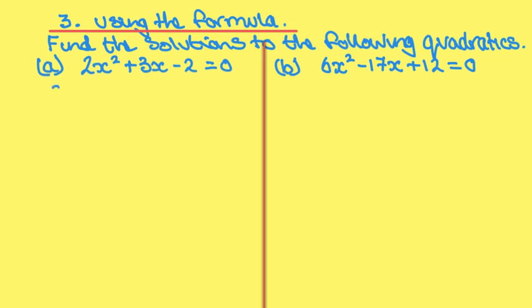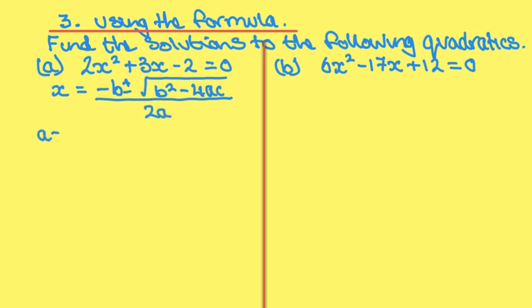The formula is x is equal to minus b plus or minus the square root of b squared minus 4ac, all over 2a. First thing, write down what a, b and c are. So a in this case is 2, the coefficient of x squared. b is equal to 3, the coefficient of x, and c is equal to minus 2, the integer term.